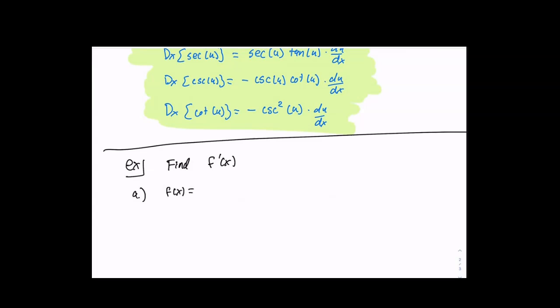f of x equals 5 cosine of x. What is the derivative? Is it 5 times negative sine of x? As your first day learning it, I'm happy with this, more than happy. How can I clean that up, though? Let's clean it up just a little bit.